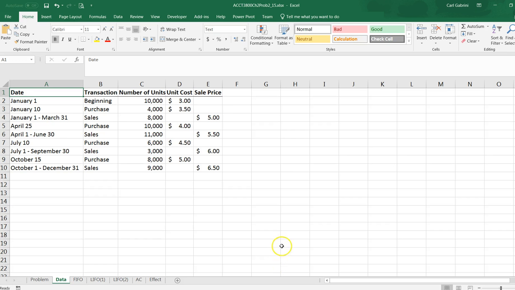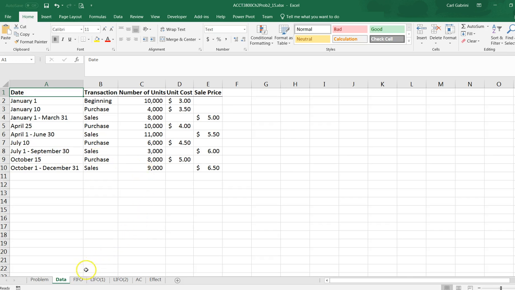So what we have here is a series of transactions. Here we have a beginning balance on January 1st, and then we have purchase and sale activity all the way through to the end of the year. Notice that the sales activity is aggregated by quarter. So we have the first quarter, second quarter, third quarter, fourth quarter, and then we have individual purchases that occurred throughout the year.